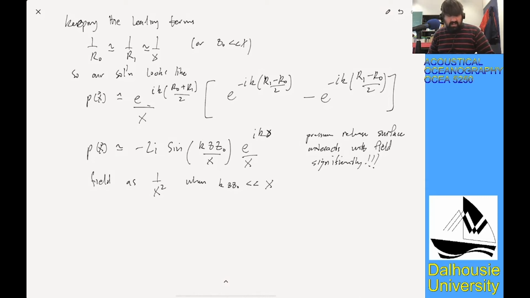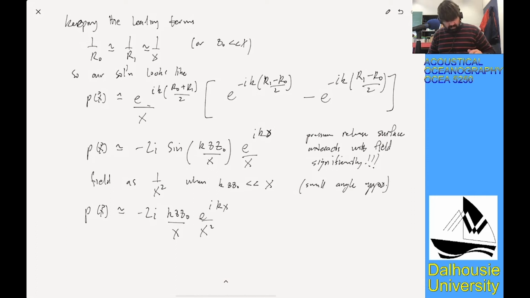So the idea being that when this is a small angle, that's the small angle approximation in sine, right? So in that case, then p of x is just going to become minus 2i. We just take the argument, becomes the function. Oops, getting ahead of myself.